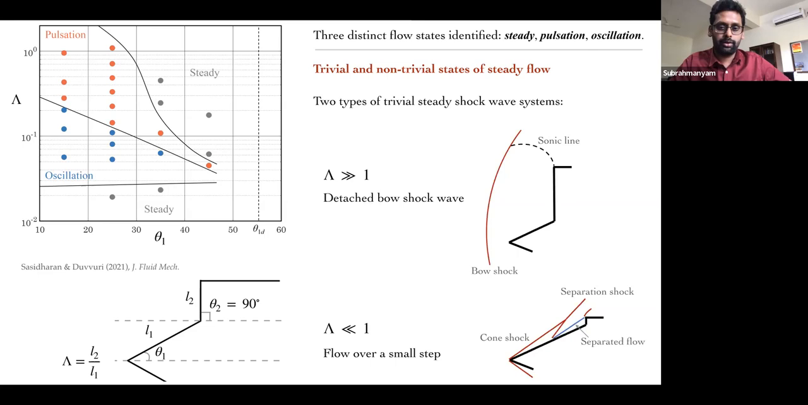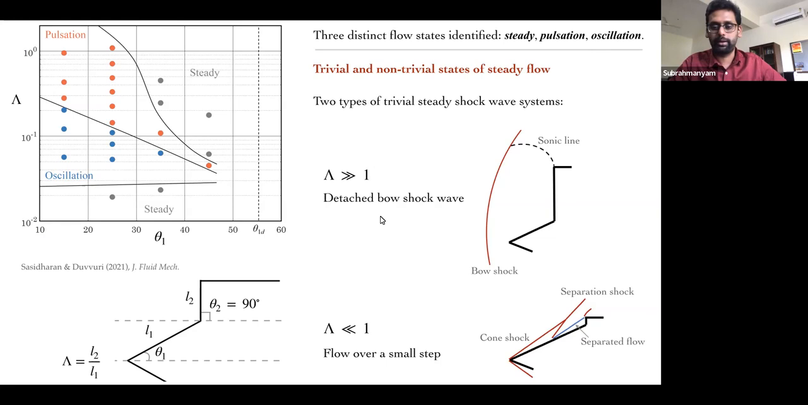I want you to imagine two scenarios that would lead to a quote unquote trivial flow field. The first is where you have a very large value of lambda. That is, L2 is much greater than L1. So essentially you have a very large base cylinder diameter and a small cone jutting out in front, right? In this case, from just basic gas dynamics, you can imagine that the bow shock generated by this large aft body, the base cylinder, will stand upstream of the cone, and the cone is nominally going to see subsonic flow all around, and this is nominally going to be steady. So nothing very interesting going on here for cases where lambda is much greater than one.